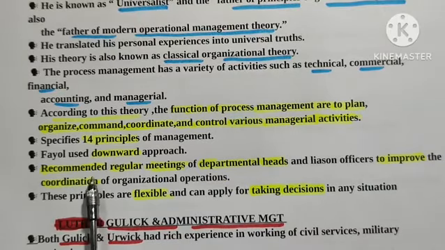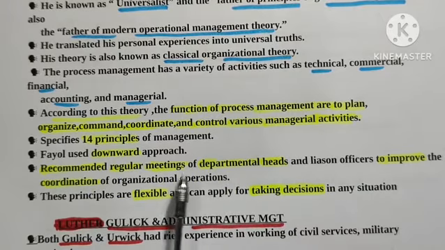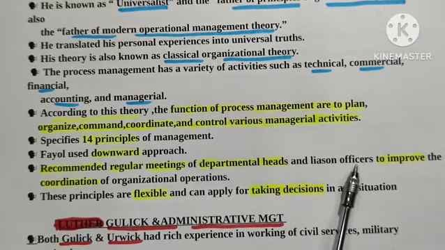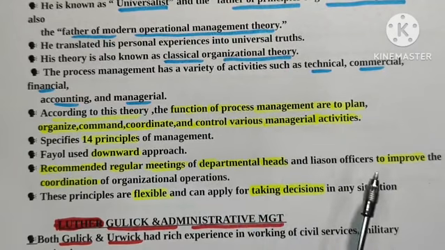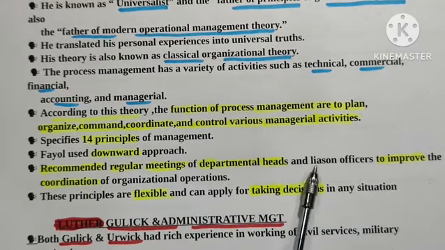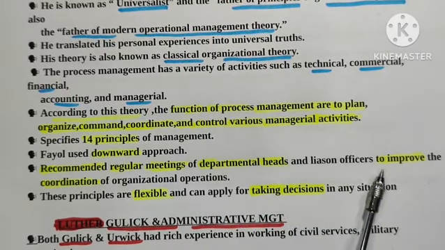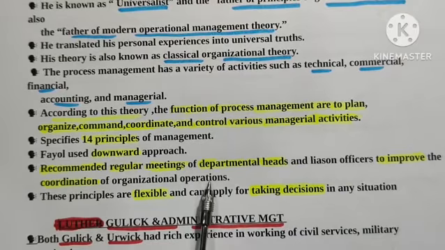Like that, regularly one manager has to take the report from the employees. So regular meetings of departmental heads, which is very important, and liaison officers are recommended to improve the coordination of organizational operations. Liaison officers are those who act as a liaison, that is a connection between one department and another department. Those people's meetings also have to be conducted. All these are to improve the coordination of organizational operations.